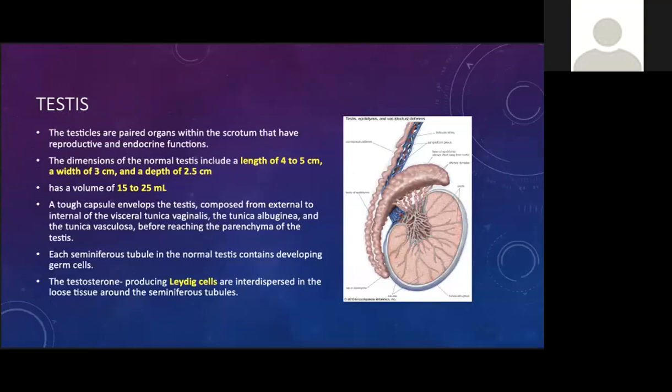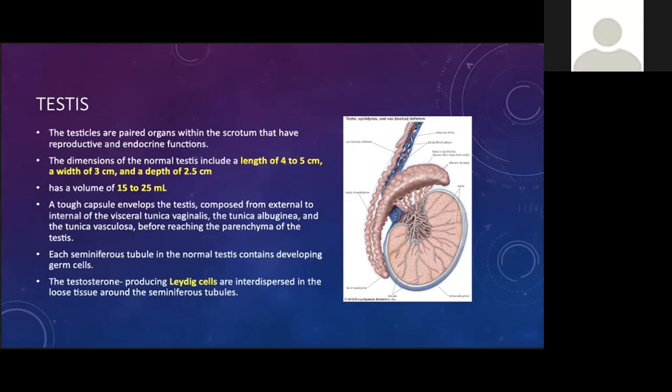The testicles are paired organs within the scrotum that have reproductive and endocrine functions. The dimensions of the normal testis include a length of 4 to 5 centimeters, a width of 3 centimeters, and a depth of 2.5 centimeters, and a volume of 15 to 25 ml.